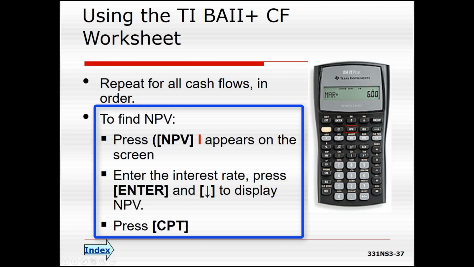To find the net present value of the uneven cash flow stream, press NPV. The display shows I is equal to all zeros, asking for the discount rate. Enter the rate, press enter, and press down. The display will show NPV. Press compute. The computed NPV will be displayed.